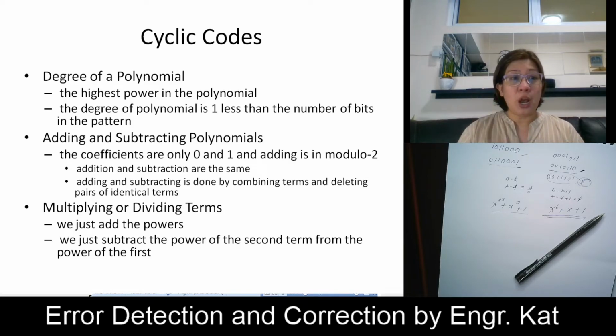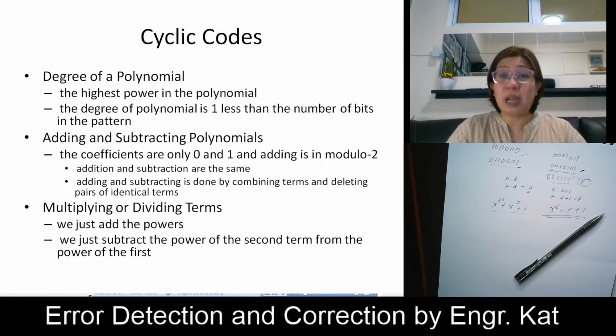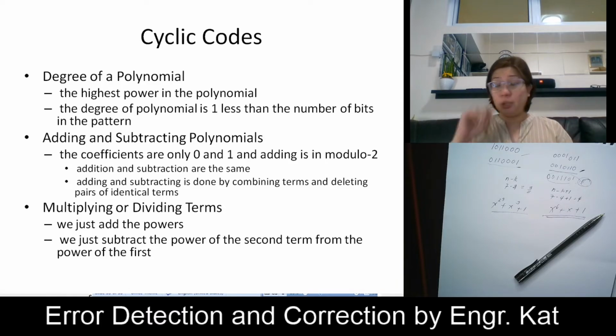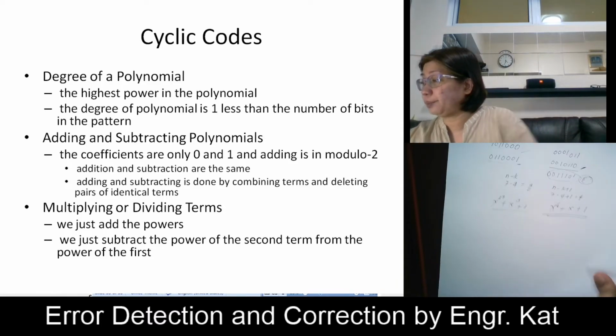Actually, there are two consequences. What are our two consequences? First, addition and subtraction are the same. Since they both make use of modulo 2, there is no difference between addition and subtraction. Second, adding and subtracting is done by combining terms and deleting pairs of identical terms. What do we mean by that?